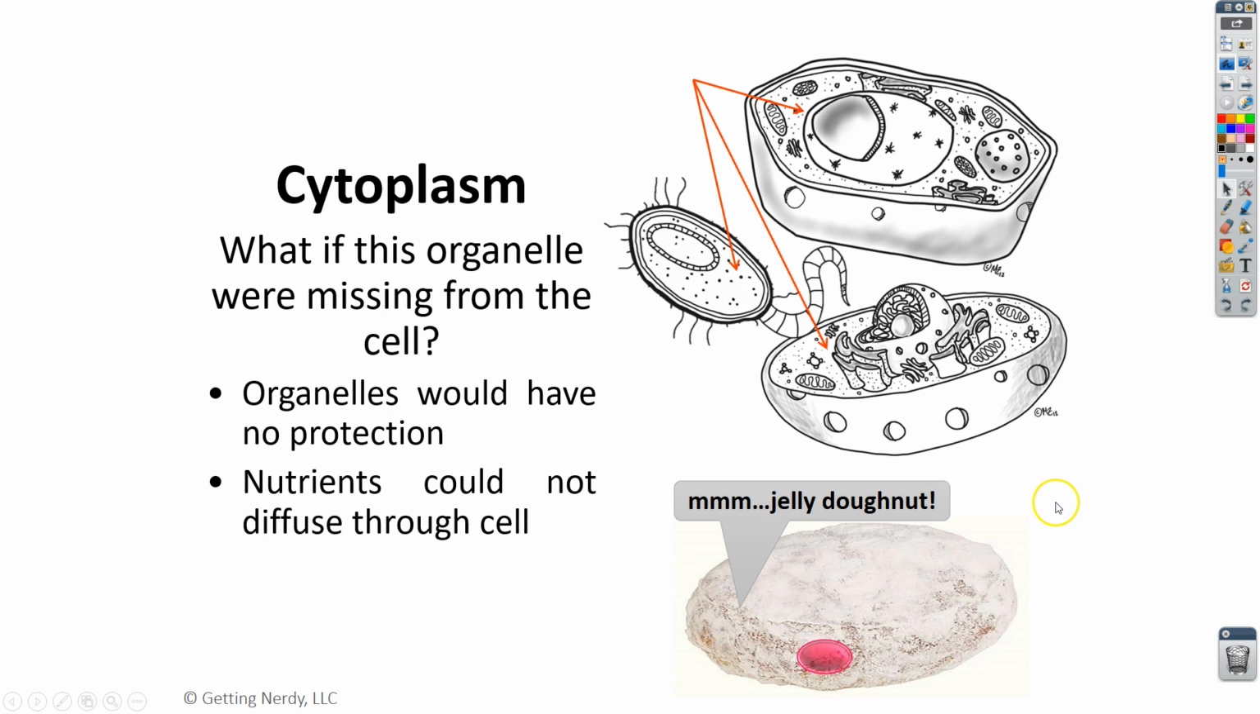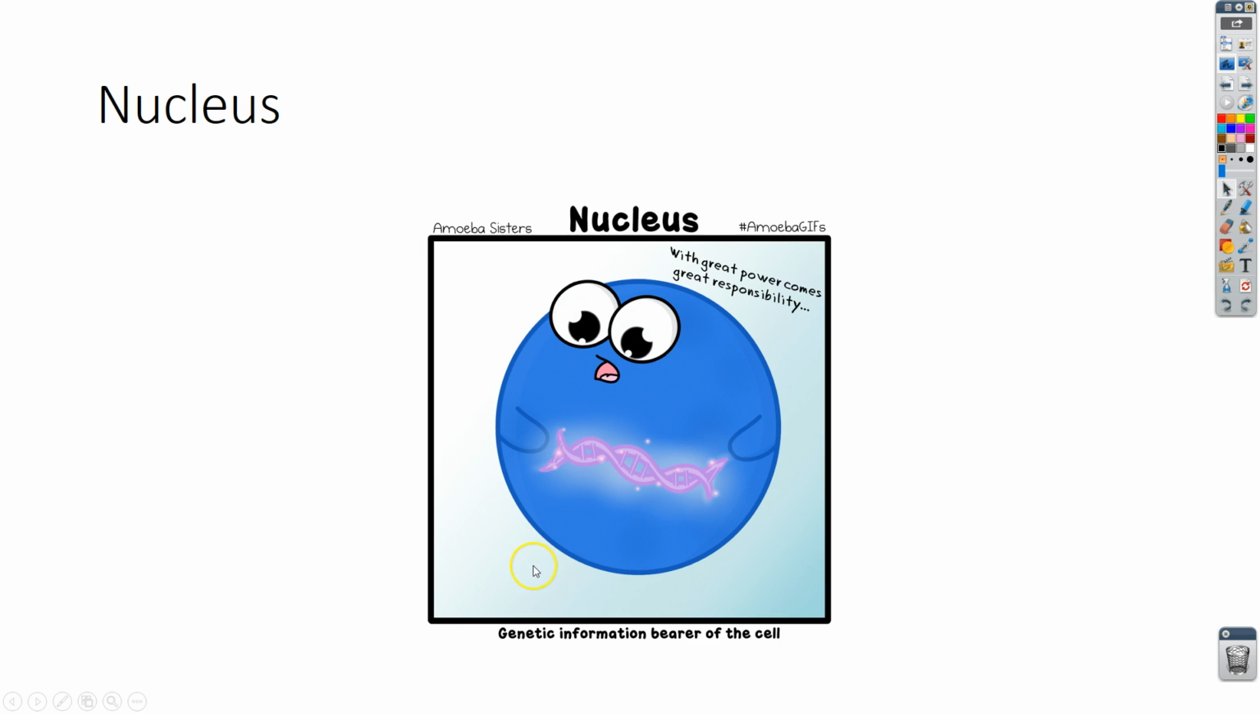The cytoplasm, if we were missing cytoplasm from the cell, the organelles would not have any protection and we wouldn't have any nutrients that could diffuse through the cell. So that would be the problem without having any cytoplasm.